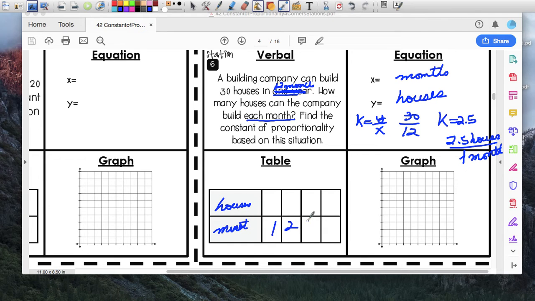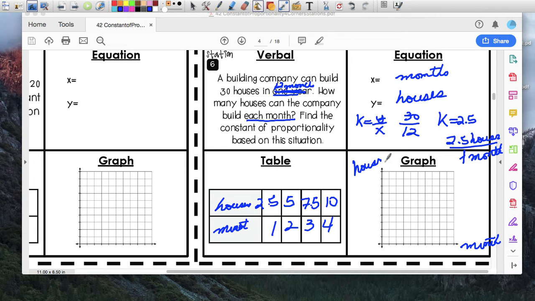Okay, so let's take that information and create a table, houses, month. So 1 month, 2 months, 3 months, 4 months, etc. So 2.5 houses in 1 month, in 2 months they would make 5 houses. In 3 months would be 7.5 houses. In 4 months, 10 houses. So we can now create a little graph.